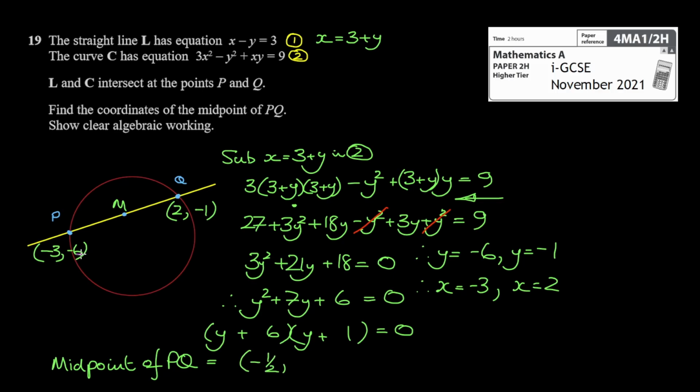Now the y journey goes up from negative 6 to negative 1. That's also a journey of 5. So to get to the midpoint, we need to add 2.5 to negative 6. And I get negative 3.5. And that should be your answer.